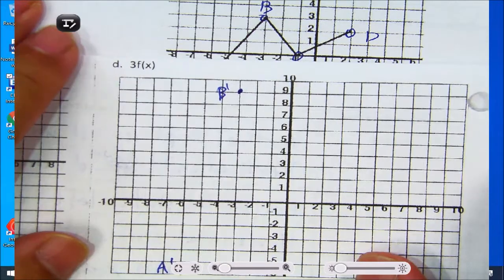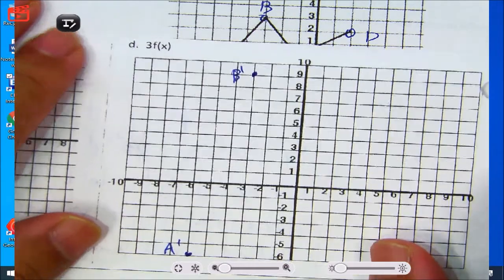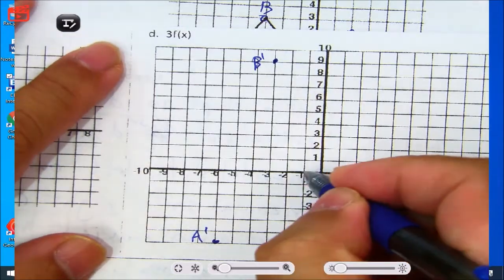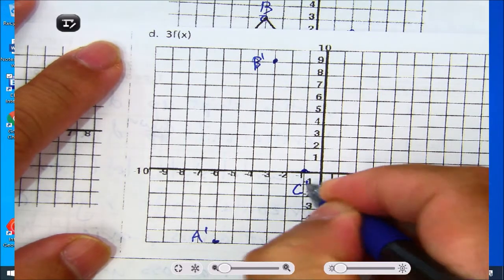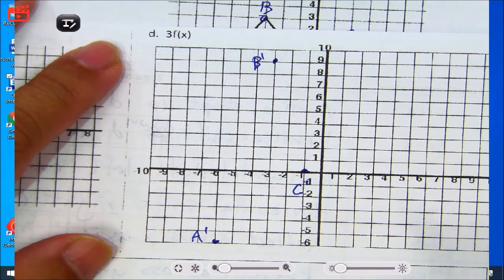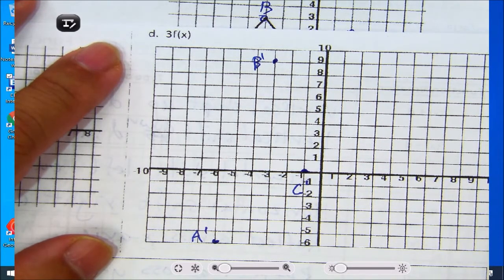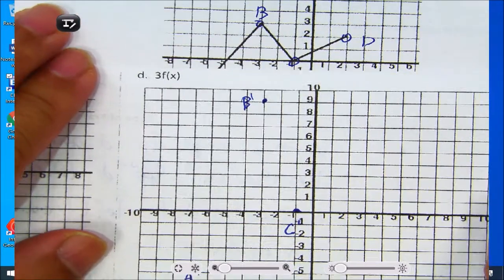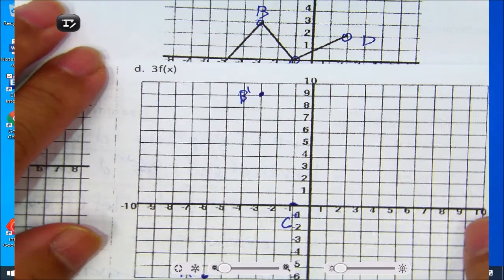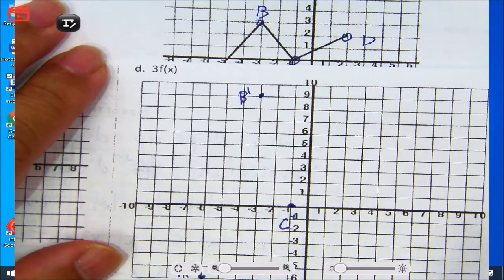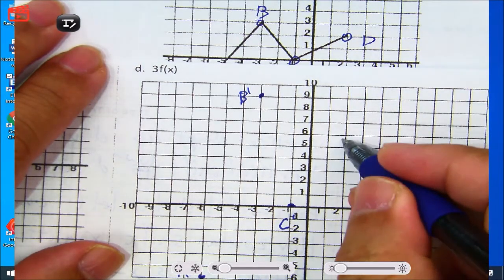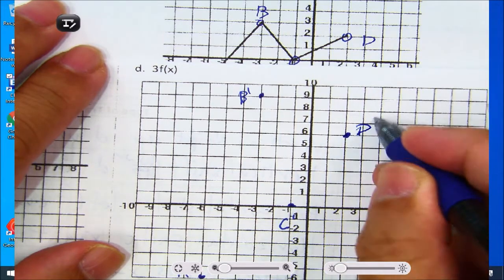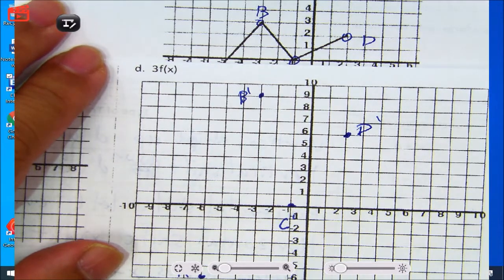Alright. What are the coordinates of C? Negative 1, 0. So you multiply 0 by 3 and you get 0. So that one doesn't change. C stays where it is, because 0 times 3 is still 0. And then D is currently 2, 2. It becomes 2, 6. You multiply by 3. So 2, 6. And we connect.